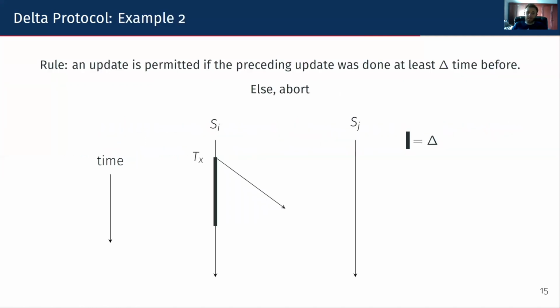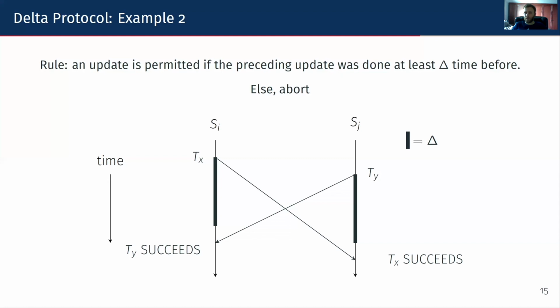Transaction X starts at server I and begins traversing the network to server J. Transaction Y then starts at server J and begins traversing the network to server I. Transaction Y arrives at server I, and when it gets there, it sees no update within delta from its perspective, and therefore it succeeds. This same happens with transaction X when it arrives at server J. In this execution, reciprocal consistency has not been preserved.